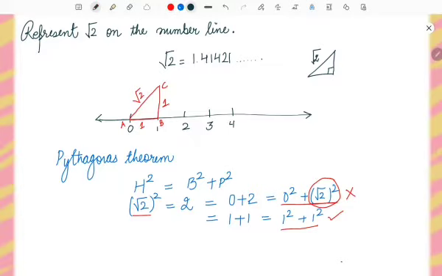Next, what are we going to do? We are going to open our compass with the radius of AC and mark an arc on the number line. Now this point where you have marked represents root 2. Is that clear? Now we are going to do it with all the measurements. Let's see how.